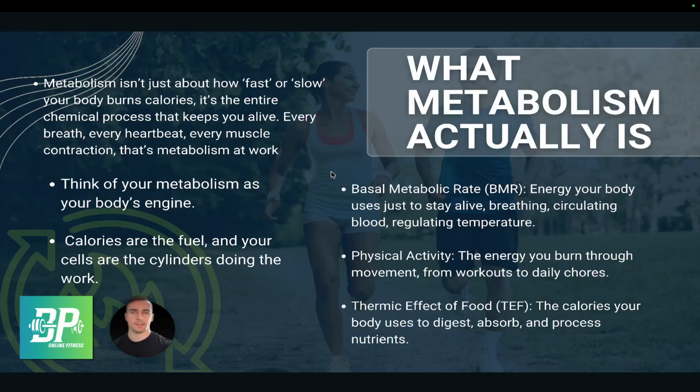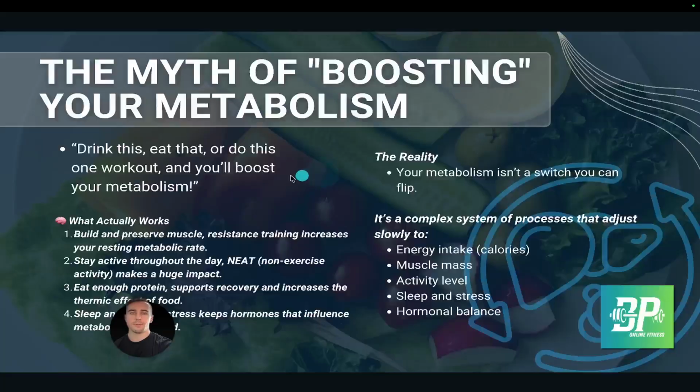So again, as we're continuing on here, don't just think of metabolism as a single thing, or just about burning calories, because it is more about how our body is using all of what we give it as fuel to do all of these different functions in our body. So the next point I want to go over is the myth of boosting your metabolism. A lot of times you'll hear to drink this, eat that, or do this one workout and you'll boost your metabolism. However, the reality is that your metabolism isn't a switch you can flip.